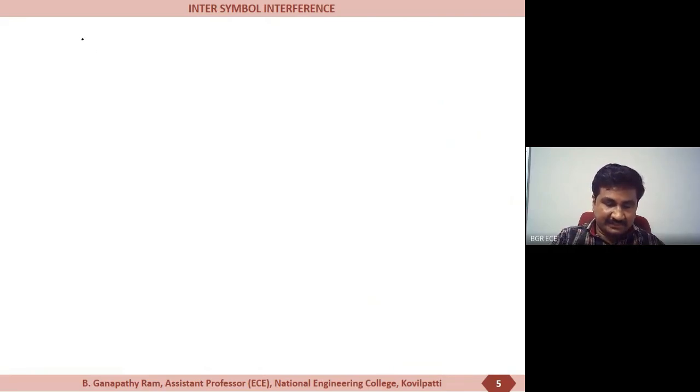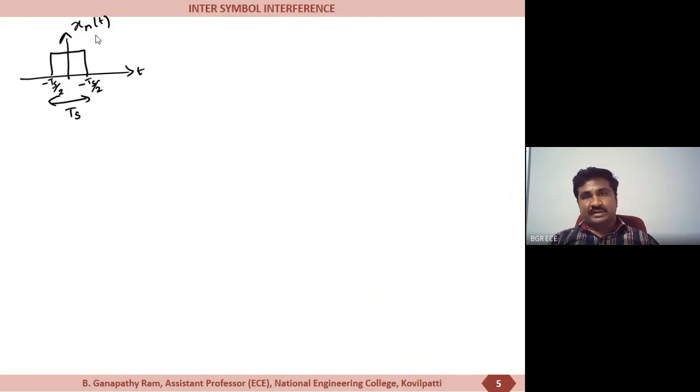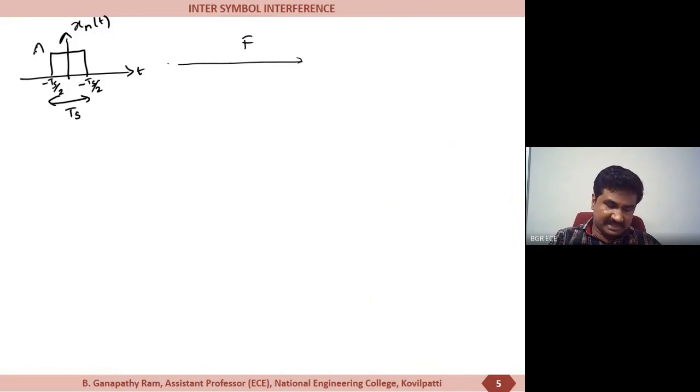Let us consider a pulse signal which is having a symbol duration of Ts. I am going to transmit this symbol through the channel. So if I take the Fourier transform of this particular pulse signal, let us consider the amplitude A.